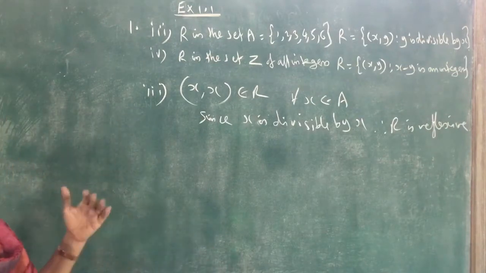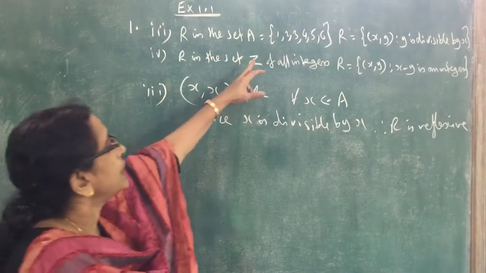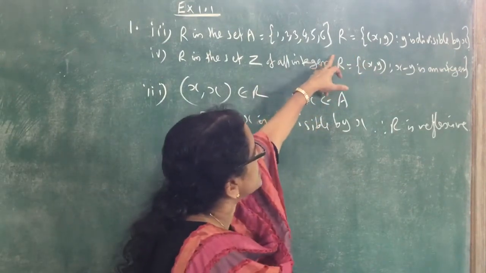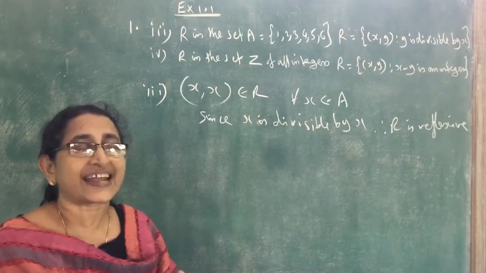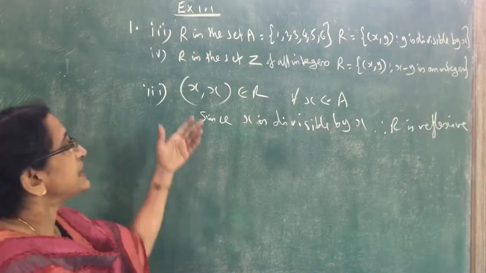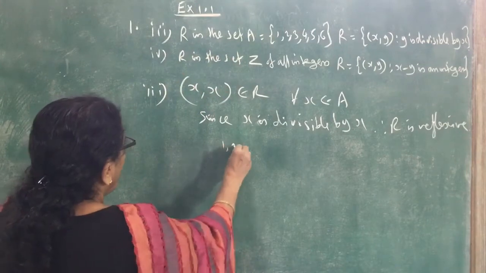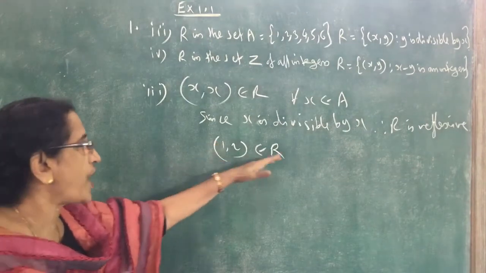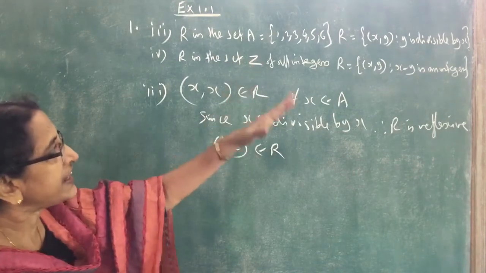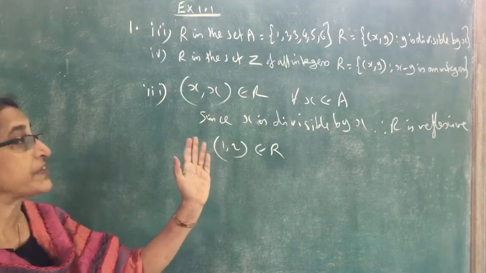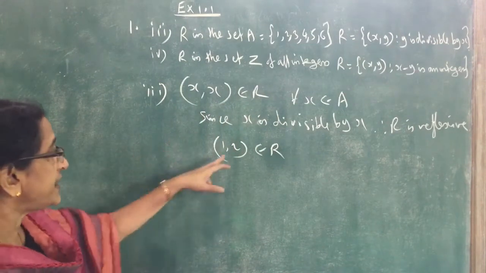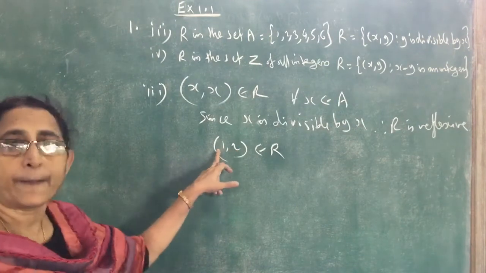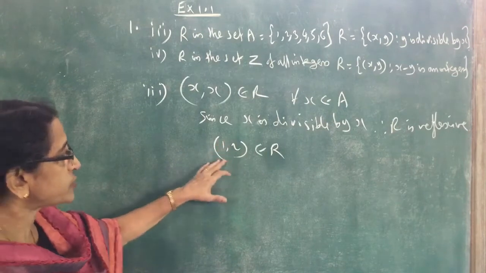Now the symmetric property, we can check the symmetric property. We know it is not symmetric. The ordered pair (x, y) is an element of the relation if y is divisible by x, that is, the second element is divisible by x. We know here (1, 2) is an element of R, since 2 is divisible by 1. So (1, 2) is an element of R.